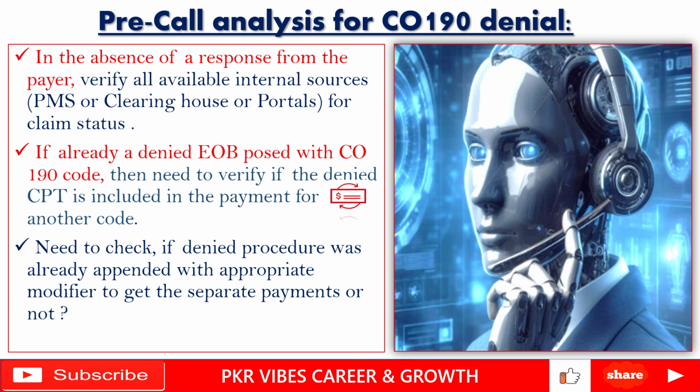So you have to check your previous CPT information in your software. You also need to check if the denied procedure was already appended with an appropriate modifier to get separate payment. If the claim is denied for a CPT, you have to understand whether this denied CPT is already appended with a modifier or not. If it is already appended with a modifier to get separate payment, you need to call and prove that we already appended a modifier. In that way, the pre-call analysis is useful for the CO190 denial.